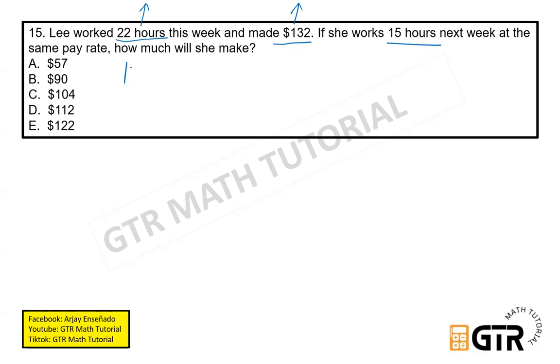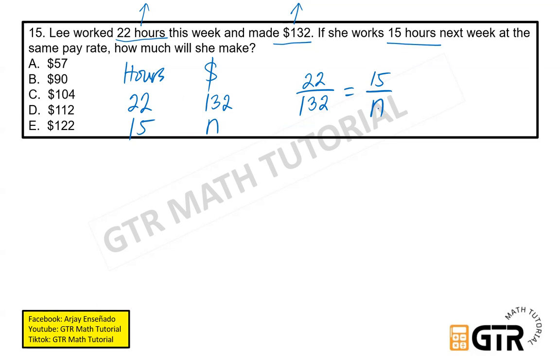So lagay lang natin dito yung hours, tsaka yung kikitain niya. So yung dollars na lang ang ilagay natin dito. So kapag 22 hours daw, ang kikitain niya ay $132. Kapag 15 hours naman, ito yung kailangan nating isolve. Lagyan natin ng unknown na variable, let's say n. Okay, so ngayon iset up na natin ang proportion natin. Direct proportion lang ito. So 22 over 132. So fraction naman ang gamitin natin ngayon. 22 over 132 is equal to, so hours lagi ang una, 15 over n, and then solve for n.